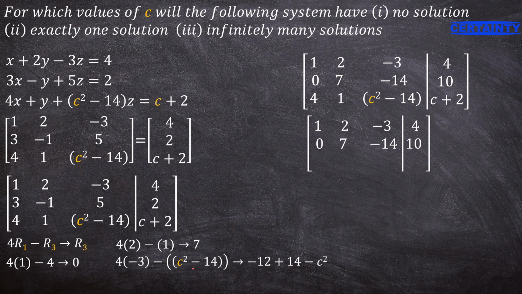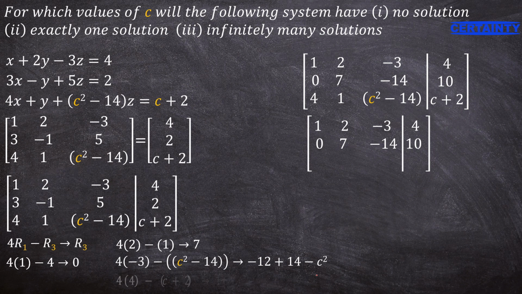Okay, so what we're going to do, you have to take note of the negative signs. So 4 times negative 3, that's going to give us negative 12. There's no problem right here. And we're going to have negative c to the power 2. But if you see negative and negative, it's going to give us positive 14. If we simplify here, you can see that we're going to have 2 minus c squared. Okay, that's what we're going to have.